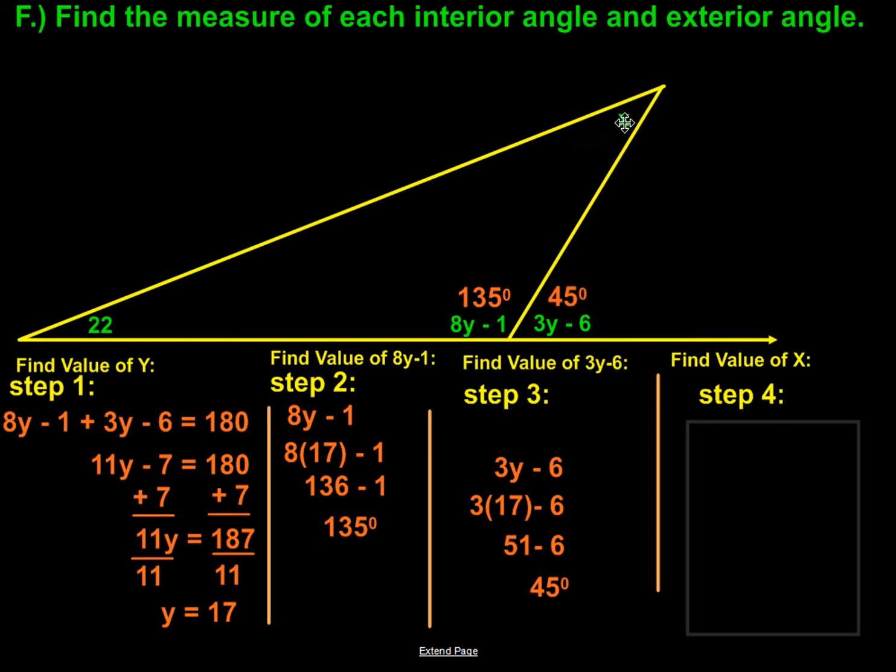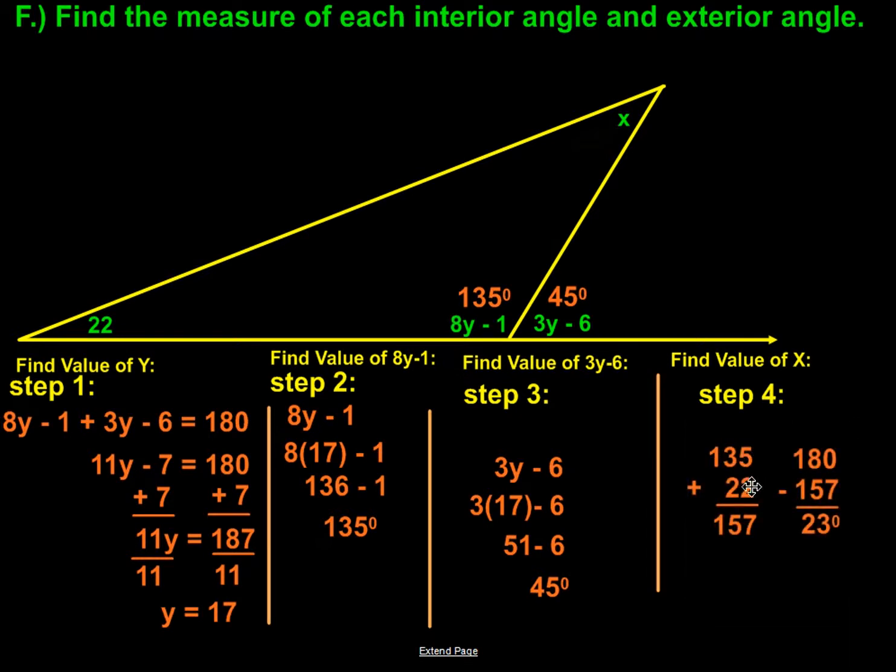I need to find the value of x. So a couple ways I can do that. I know the value of this part of the triangle and this part of the triangle, so the third one can be found by adding them up and subtracting from 180. So if I have 135 and 22, it gives me 157. If I take that and subtract it from 180 degrees, I get 23 degrees.